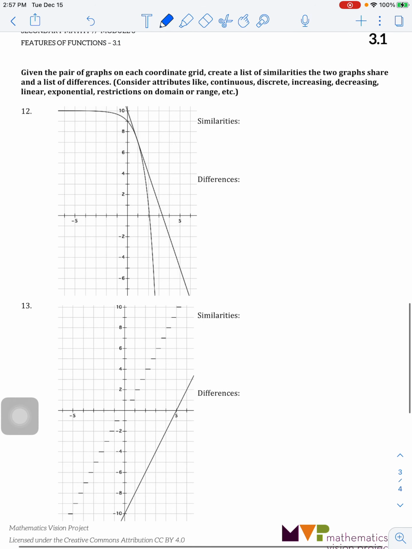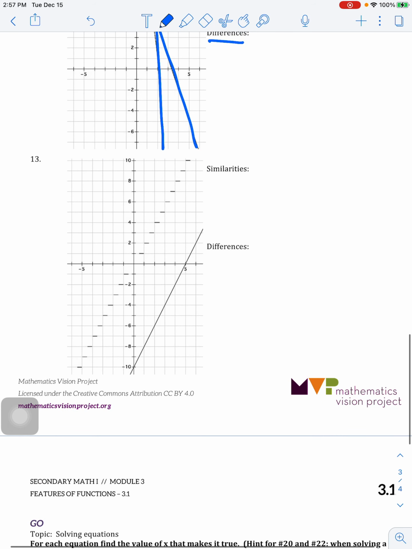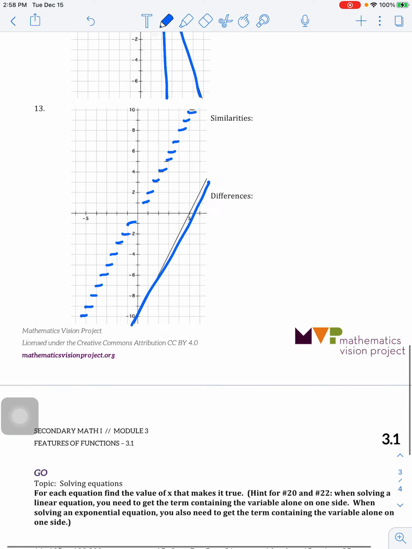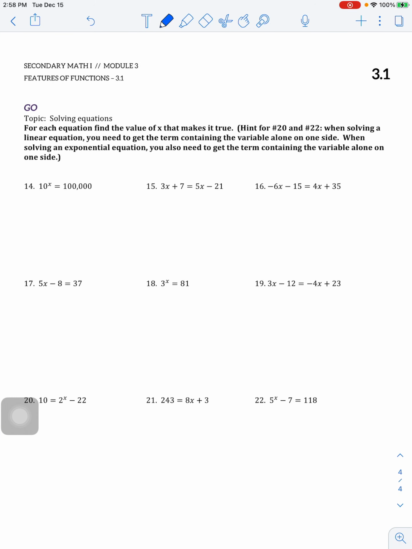12 and 13 are asking you to compare this graph with this graph. What do they have in common? Those are the similarities. And how are they different? Those are the differences. And same with 13. Compare this graph with this graph. All right. And the go is asking you to solve equations.